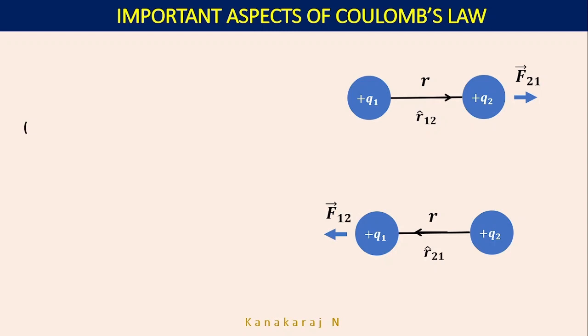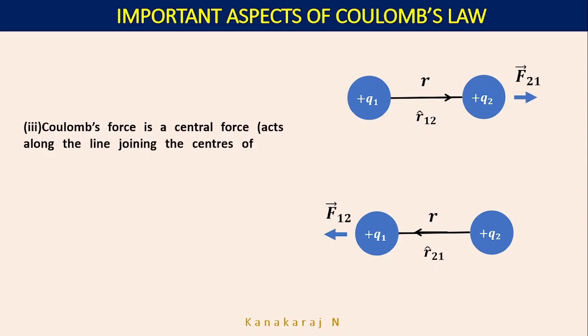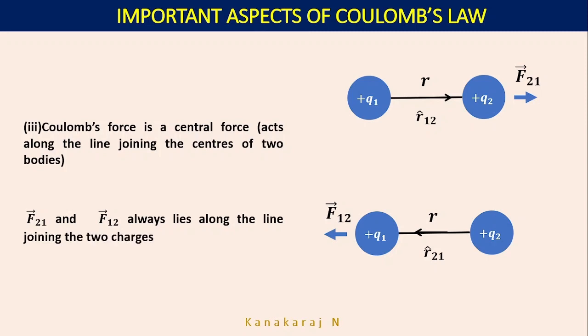Look at the diagram. Coulomb's force is a central force. That means this force acts along the line joining the centers of the two bodies. F21 and F12 always act along the line joining the two charges.